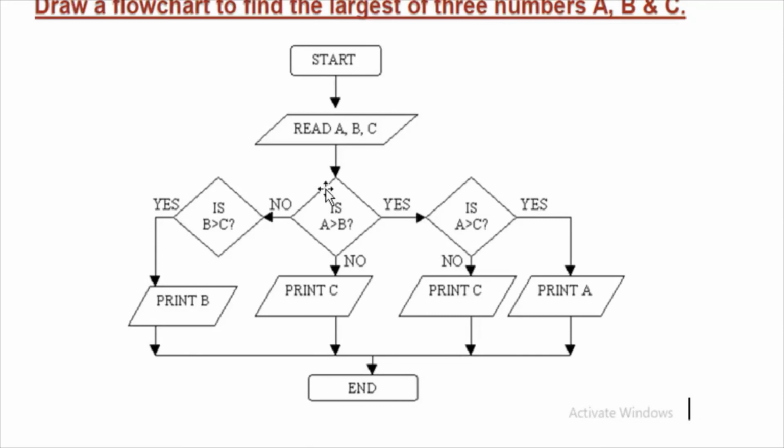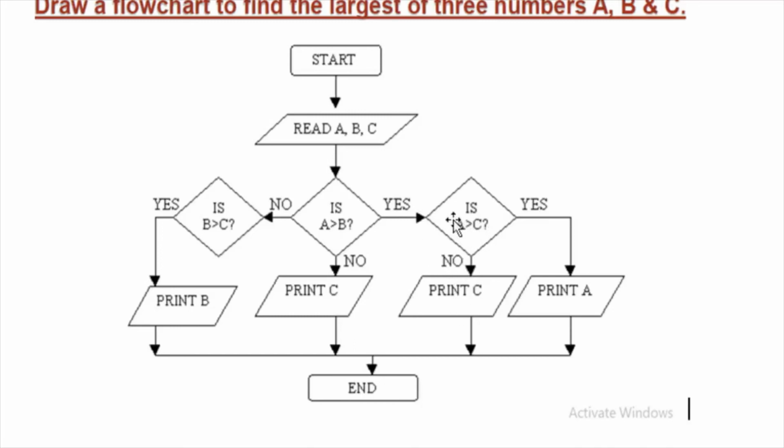Again, if in a we have 40, in b we have 20, in c we have 100. Is a, 40, greater than b, 20? True. Come here. So b is 20, it's definitely smaller than a. Come here. Is a greater than c? A is 40, c is 100. Right? So a is not greater than c, print c.